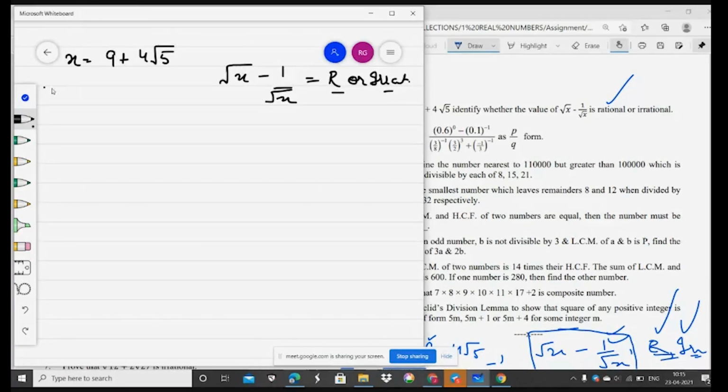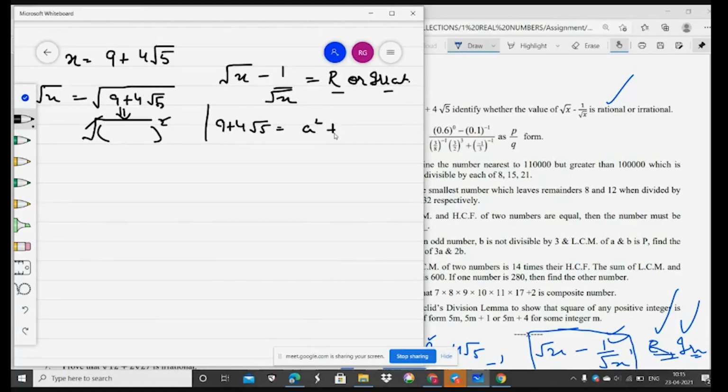First we'll be working on root x. Whenever there is a number under the root and then again under the root, it is very difficult to observe. So whenever this kind of situation comes in front of you, you have to think: can we make this inner part the square of something so that it will get cancelled with the root? It means, can we write 9 plus 4 root 5 as a square plus b square plus 2ab, so that finally we can write it as (a plus b) whole square?